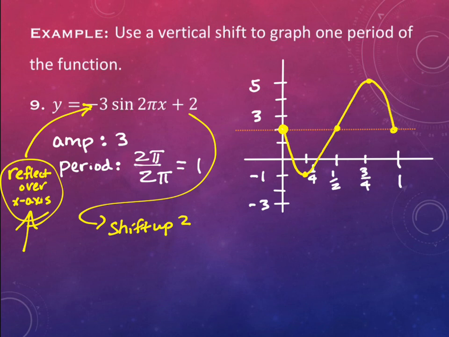Okay, so let's just check and make sure it has all the features. Did we have a reflection over the x-axis? Yes, we did. We went down instead of up. Did we have an amplitude of 3? Yes. From the dotted line, we went down 3 and up 3. Do we have a period of 1? Yes, we went from 0 to 1. And did we have a vertical shift of the 2? Yes, that was my dotted line shift of the 2. So we've met all the criteria, and this would be our graph.